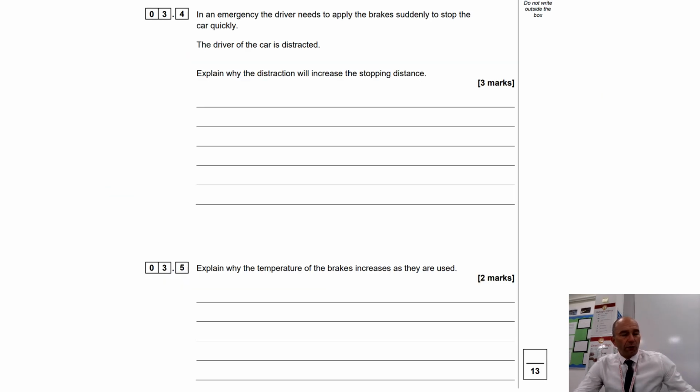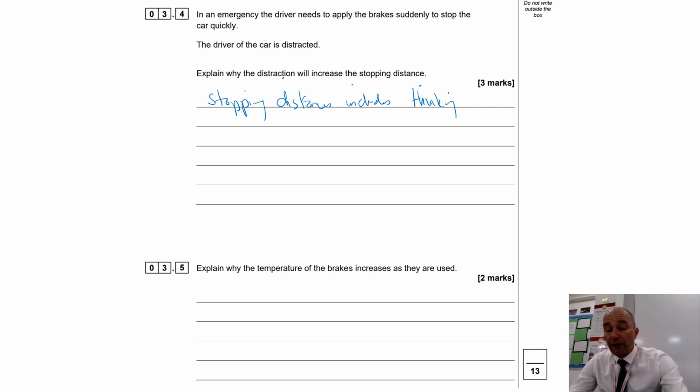And then on 3.4, in an emergency, the driver needs to apply the brakes suddenly to stop the car quickly. The driver of the car is distracted. Explain why the distraction will increase the stopping distance. Now, this bit is worth 3 marks, so we really need to be making 3 points. So don't forget, stopping distance includes thinking distance. So remember, the stopping distance is your thinking distance plus braking distance.